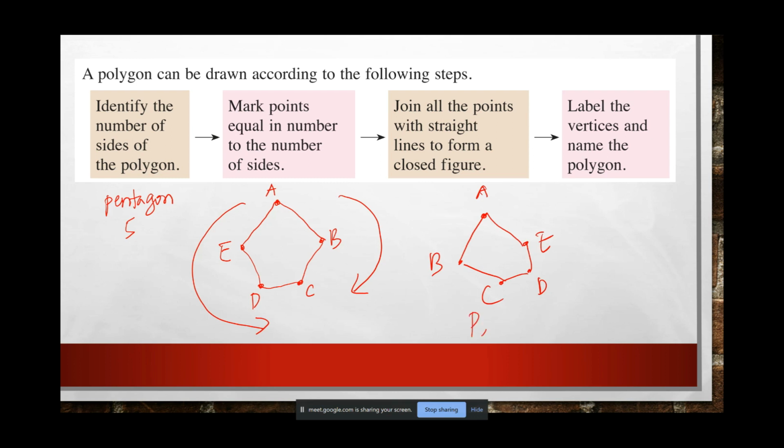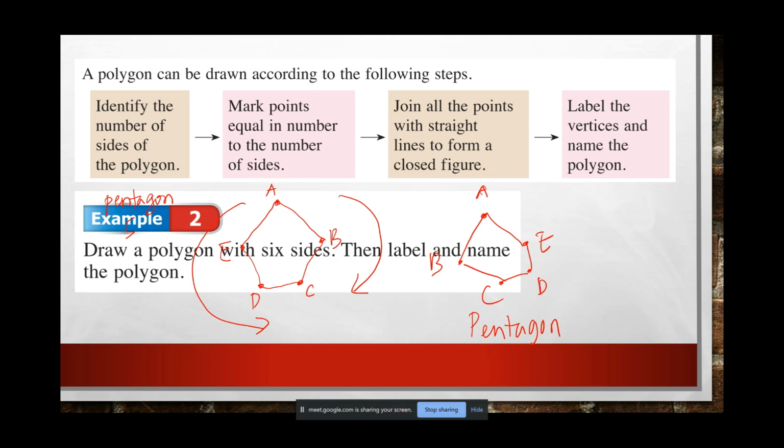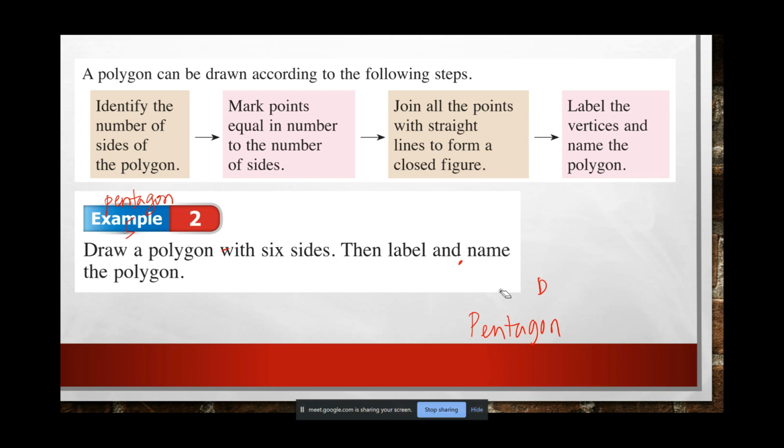Let us look at the example. Draw a polygon with 6 sides. Then label and name the polygon. So 6 sides. How many vertices do we need to draw? 6, right? What is the name of this polygon? Hexagon. Very good. So we have 6 sides, we just need to draw 6 points. So I'm going to draw a very nice 6 points like this. The next thing, what do I do?